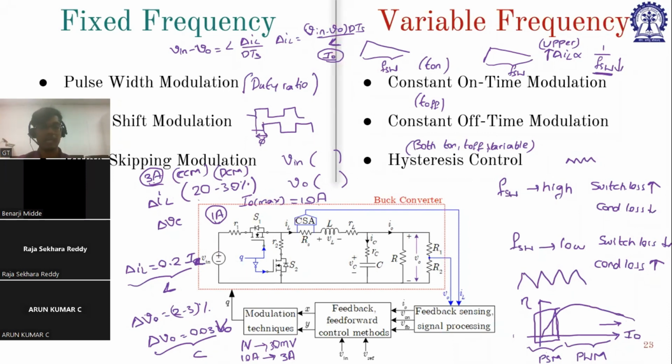So when you are operating at the maximum load for a buck converter, again, this is not applicable for other converters. For a buck converter, the worst case ripple happens at maximum load current, at which you decide the value of inductance considering 20 to 30% of the ripple. So this is about fixed frequency, variable frequency.